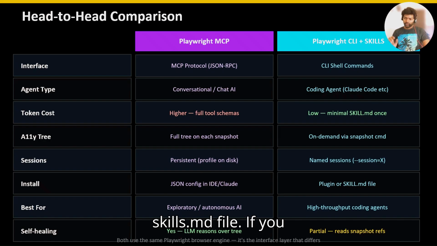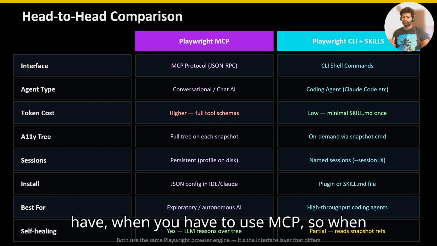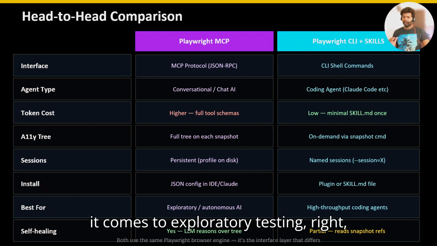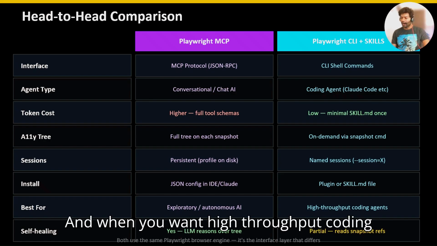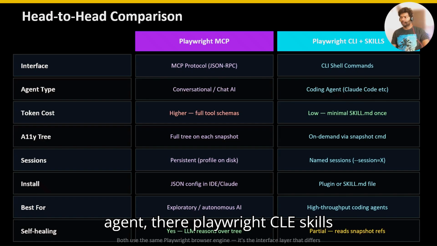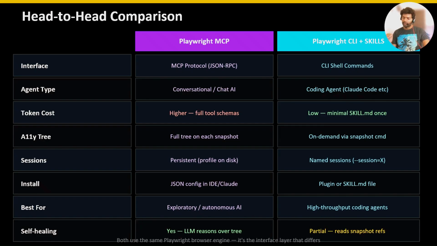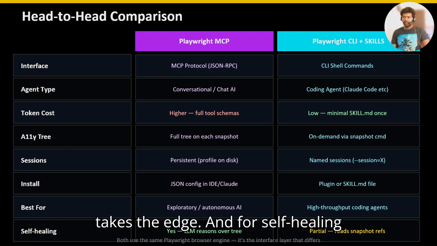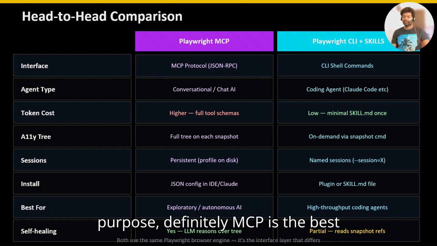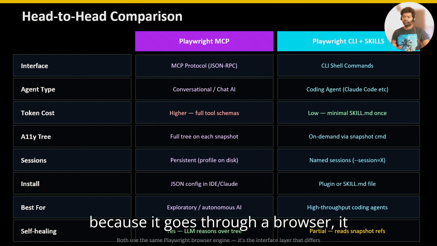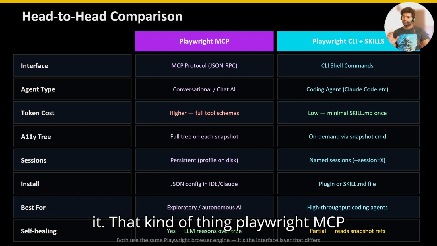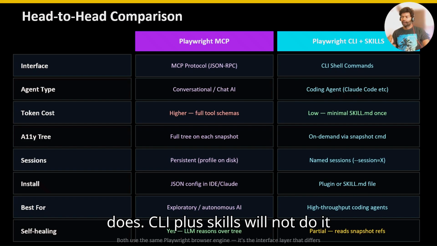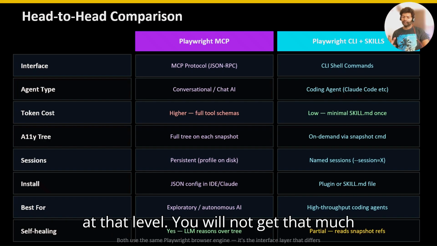When you have to use MCP, for exploratory testing, Playwright MCP is good. And when you want a high-throughput coding agent, Playwright CLI skills take the edge. For self-healing, definitely MCP is the best, because it goes through a browser, talks to it, and identifies things. Even if I have a spelling mistake, it will try to relate it. That kind of thing Playwright MCP does. CLI plus skills will not do it at that level. You will not get that much accuracy.